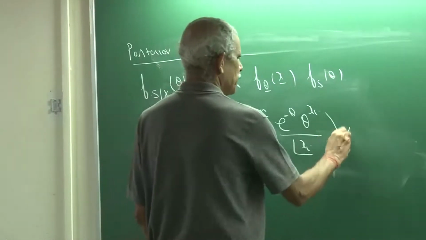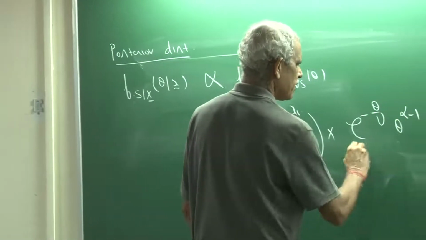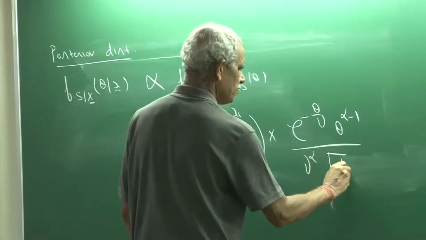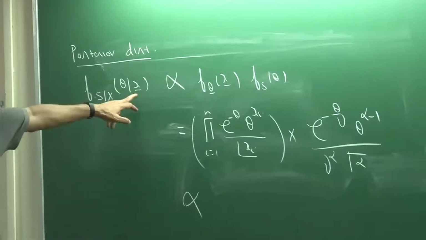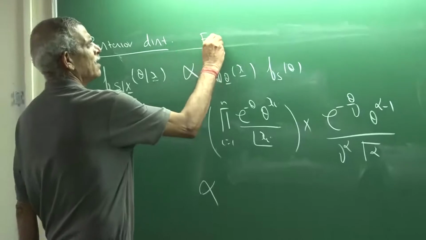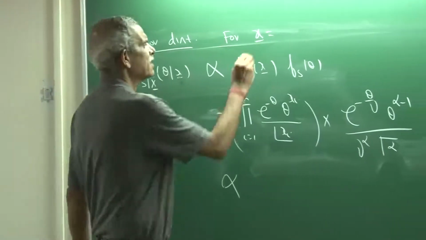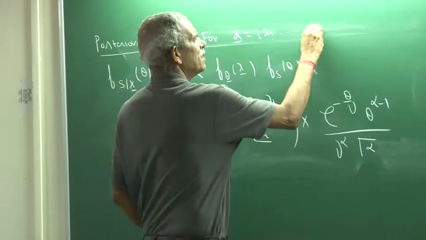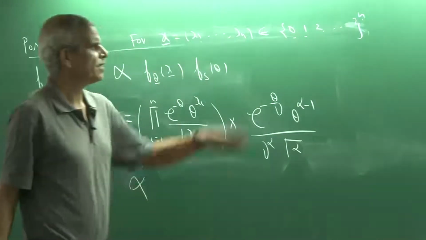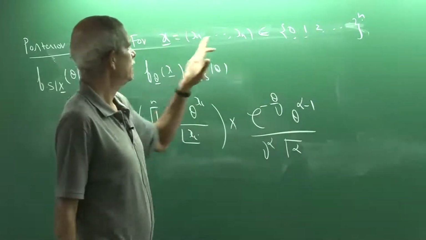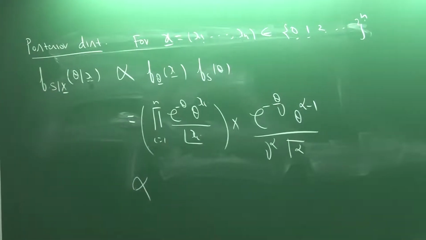Into f s theta. f s theta we have taken to be gamma, which is e to power minus theta by nu, theta to power alpha minus 1 by nu to power alpha. So I retain only the factors of theta, because here x is a constant. And in fact, your x is x1, x2, xn. Each xi is a Poisson, so it can take value 0, 1, 2, and so on. So x, which is x1, x2, xn, takes values in 0, 1, 2, and so on, to power n. So these are a Cartesian product. x1 takes value 0 to any non-negative integer, x2 takes value 0 to any non-negative integer, and xn the same.